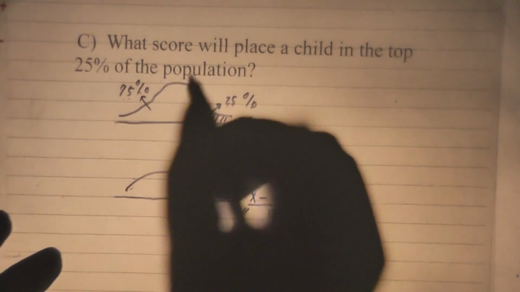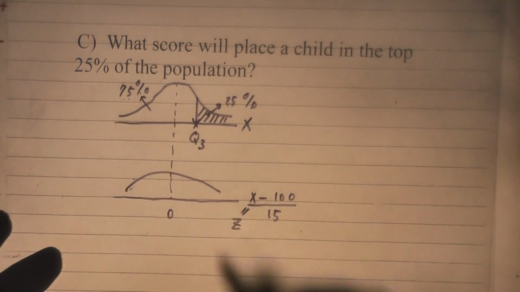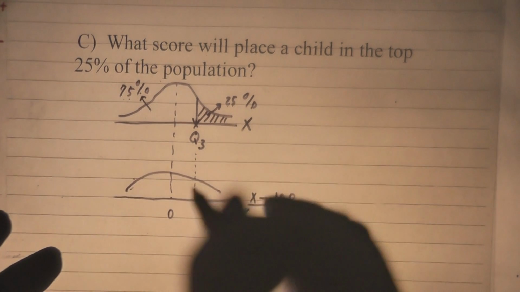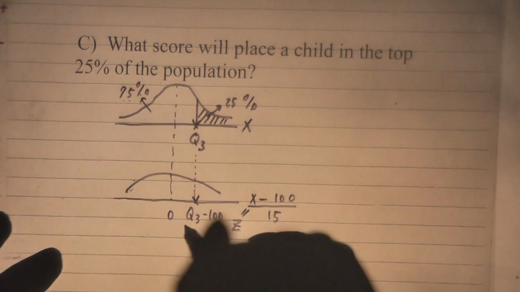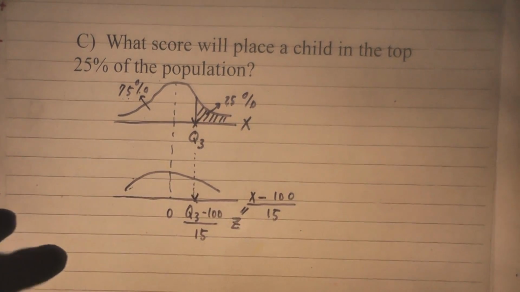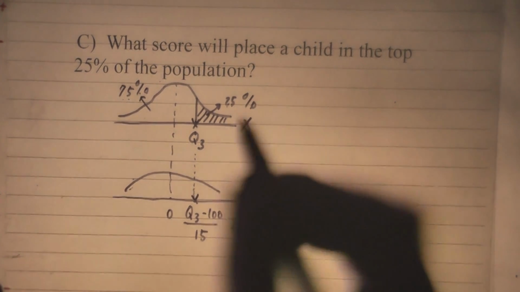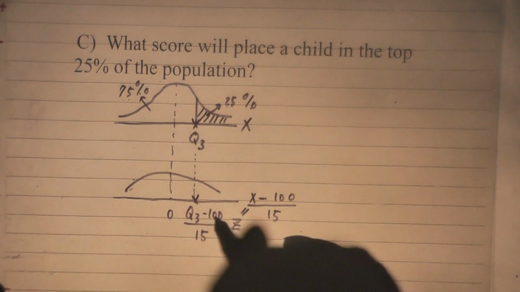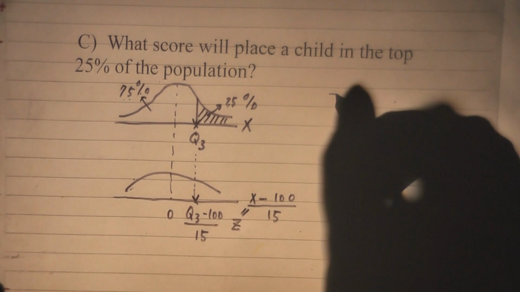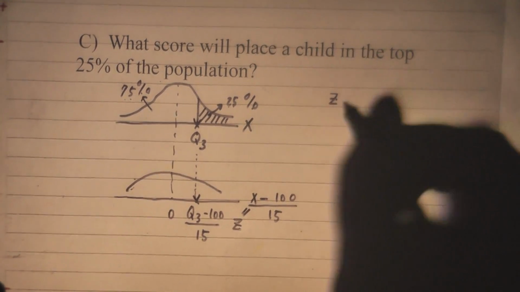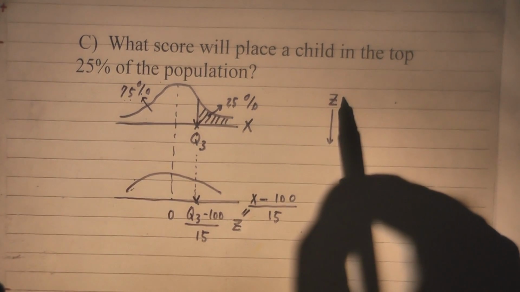And this one converts to what? To standard normal. So this converts to Q3 minus 100 divided by 15. Now, how can I find Q3 minus 100 divided by 15? Go to the standard normal table and move your finger down. But this is the one we talked about before.